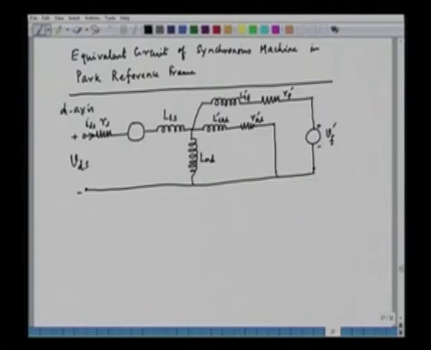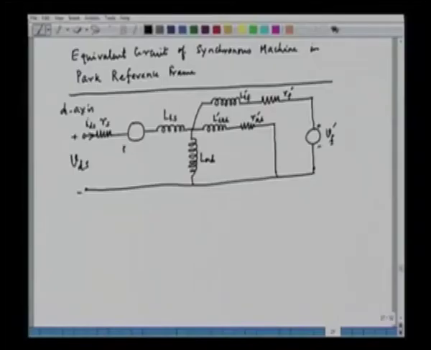Now, we will write down the expression for the rotationally induced EMF in the stator. This will be a function of omega r, and in the D axis the rotationally induced EMF will be, because of the q axis flux, omega r into psi QS, and this will be helping the applied voltage. So this will be minus here and plus here.